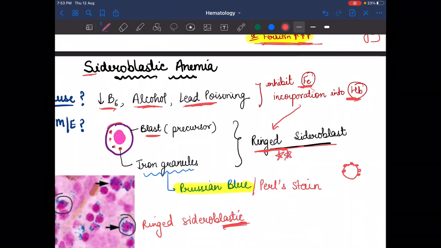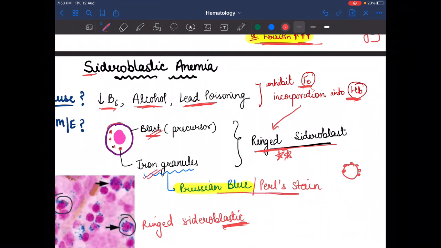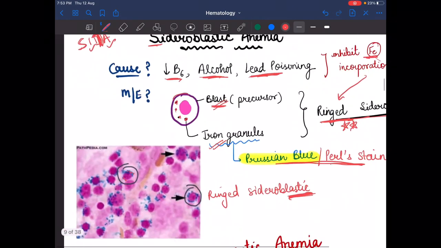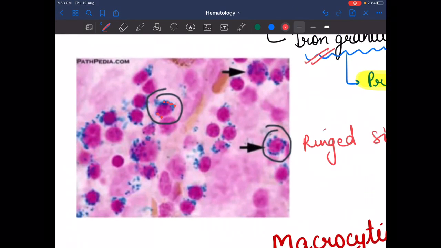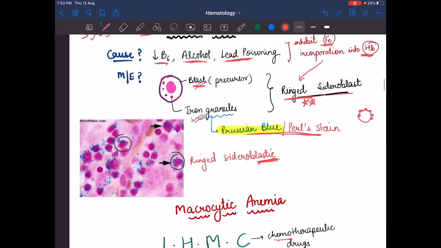So ringed sideroblasts are seen in sideroblastic anemia. This is a blast cell and these are the iron granules, and we can stain iron by Prussian blue or Perls stain. These stains are helpful in detecting iron. As we see in this peripheral smear, all the bluish structures are iron stained by Prussian blue or Perls stain, and they show the ringed sideroblasts.